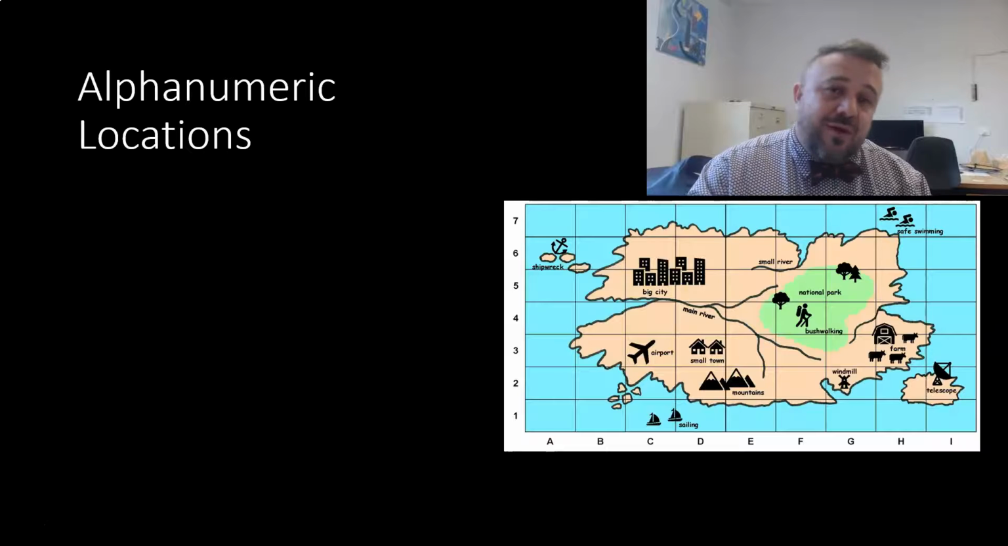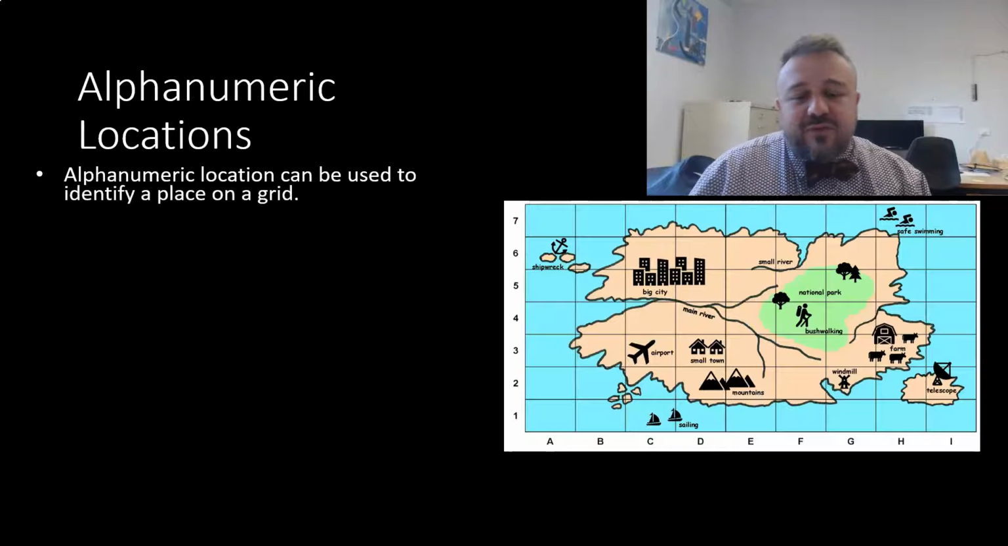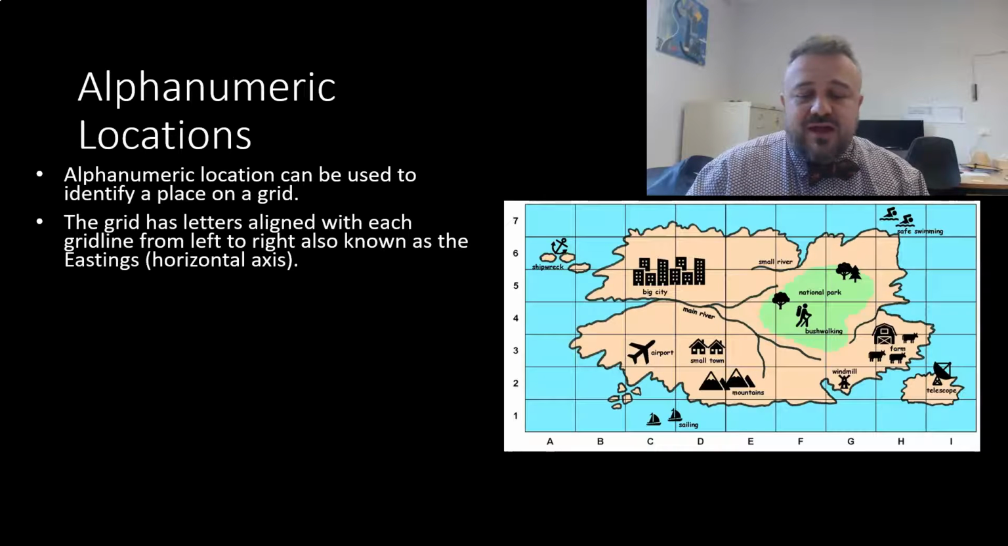So we've got our map, shrink it down a little bit. An alphanumeric map grid, we use that to identify a specific place on a grid or a map. The grid has letters aligned with each grid line from left to right. We call these the Eastings, and that's the horizontal axis. So left to right, they increase A, B, C, D, E all the way up. And sometimes, if you hit Z and you need more, you'll go Z, AA, AB, AC, and so on.